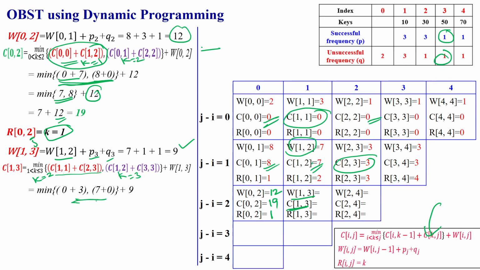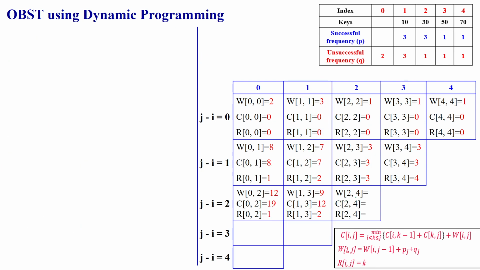Minimum of this one is 3 comma 7. 3 is the minimum, which is giving you the minimum k equal to 2, right? So k equal to 2 is giving the minimum, so that will be our root, right? So that is the thing. So we have to identify the values here, right? Then we have to calculate for w of 2 comma 4.